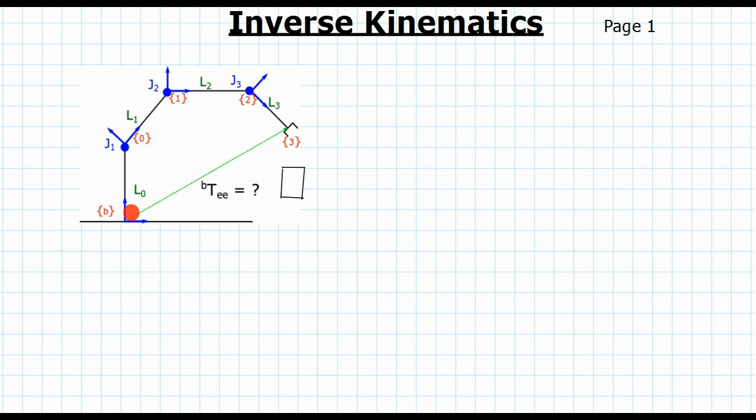We know the desired transform from the base to the end effector. What we don't know is what are the joint values that our robot must have in order to get the end effector to the desired point in space. And that is the inverse kinematics problem. We are given a desired transform from the base to the end effector, and what we have to do is compute all the joint values that produce this transform. We know we have to get to this point, and we have to compute all the joint values so that the end effector gets to this point.